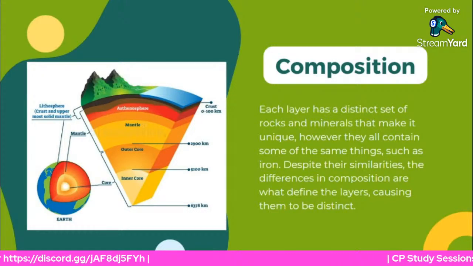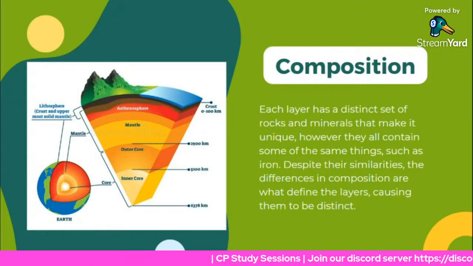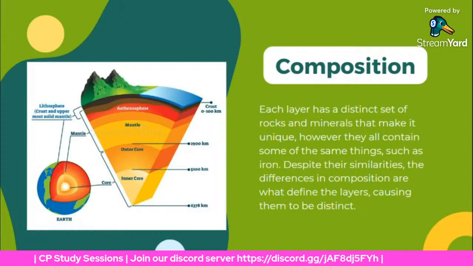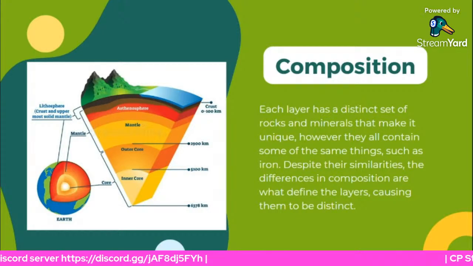Earth's crust is much like a skin consisting of two types, oceanic and continental. Oceanic crust is mainly basalt with limestone, serpentine, and clay.